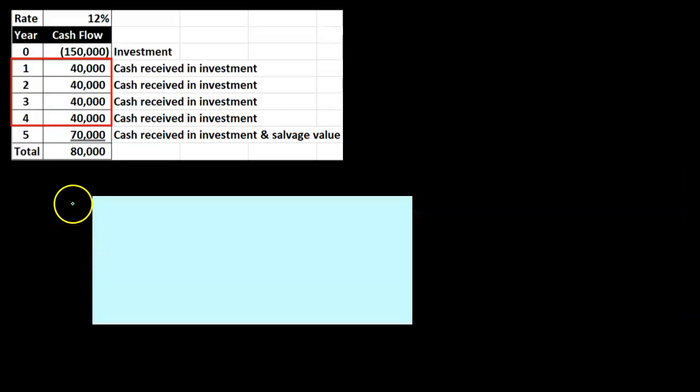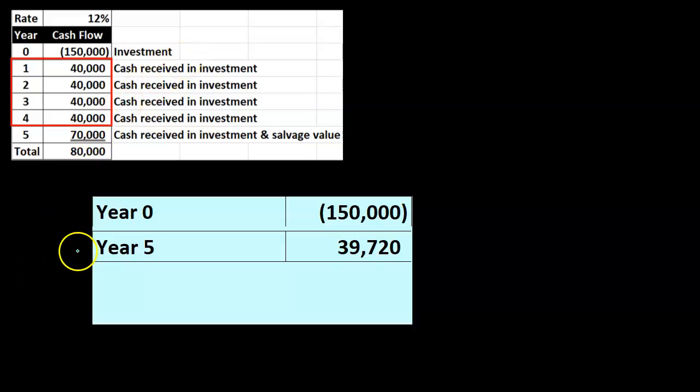If we take a look at that, we can say, all right, with year 0, it is what it is. It's the 150,000. That's going to be the initial outlay. It is what it is because it's as of this point in time. We don't need to present value it. It is at the present value. And then we could take a look at year 5, the other year that we're going to have to break out separately, and present value year 5 back to the current time period.